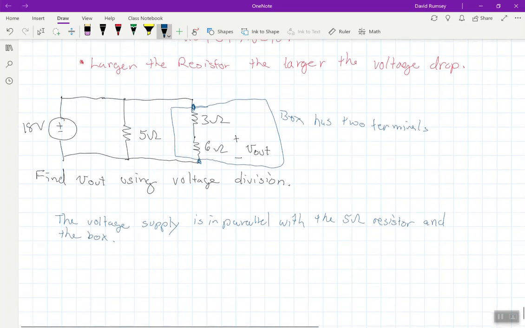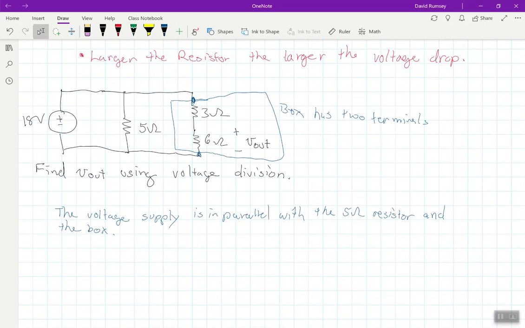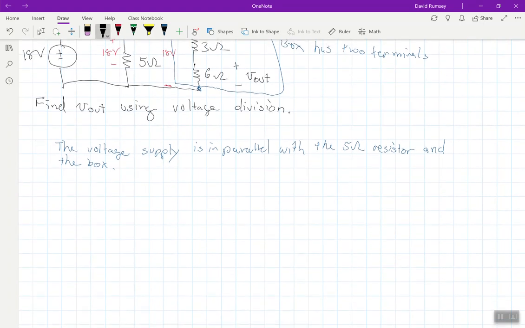You might say, oh, big deal, it's in parallel with that. But that is a big deal, because then we know that the voltage across each of these things, because it's in parallel, is the same. So there's 18 volts across that 5 ohm resistor, but I'm going to emphasize it's across this entire box. There's also 18 volts across the box. So what I can do is just examine this 3 ohm and 6 ohm resistor. There's a terminal here and a terminal here. And now that's what's, quote, inside my box. And there is 18 volts dropped across both of those resistors.